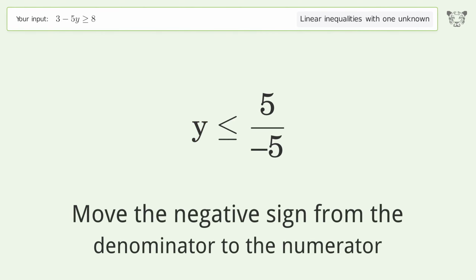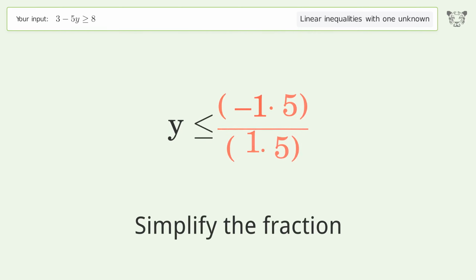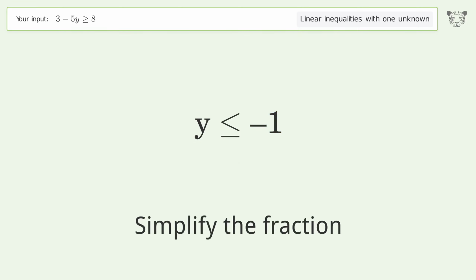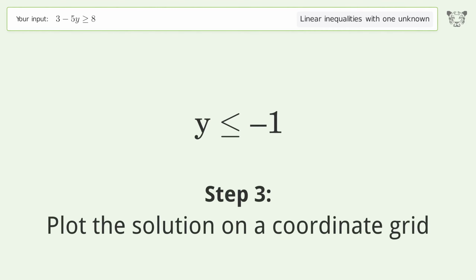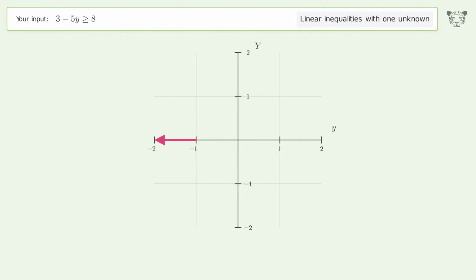Move the negative sign from the denominator to the numerator. Simplify the fraction. Plot the solution on a coordinate grid. And so the final result is y equal or smaller than -1.